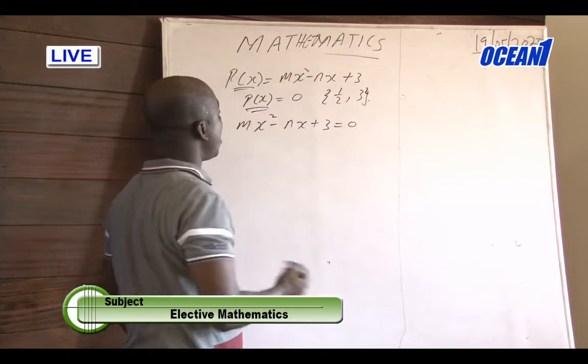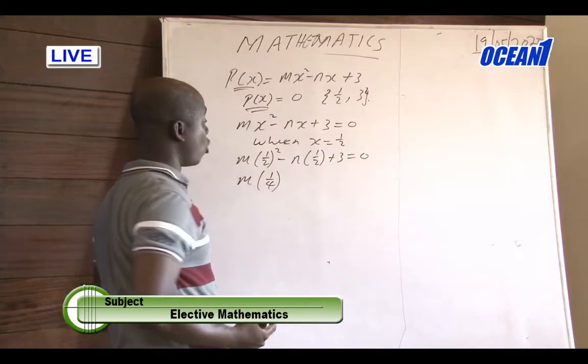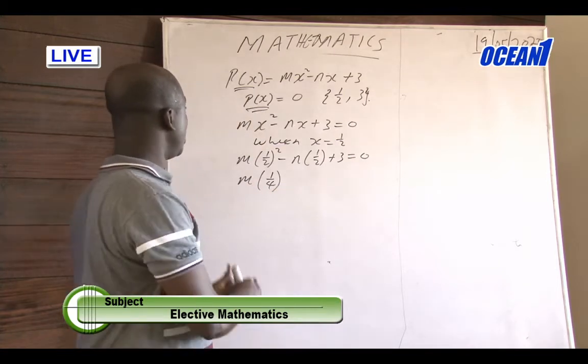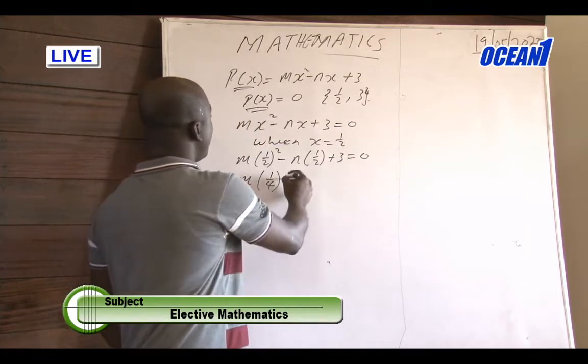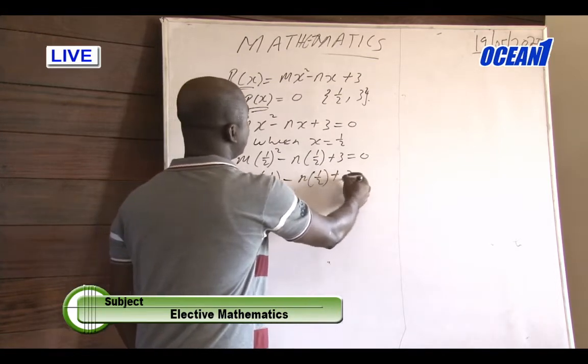So we will put in the half. When x is equal to 1 on 2, we are going to get m multiplied by 1 on 2 squared minus n multiplied by 1 on 2 plus 3 equal to 0. So therefore we are going to get m in the bracket 1 on 4. Remember that you apply your laws of indices to make work easier, instead of using decimals. Square the top and square the bottom. That will give us 1 squared is 1, 2 squared is 4. Minus n over 2, and then let's go on.